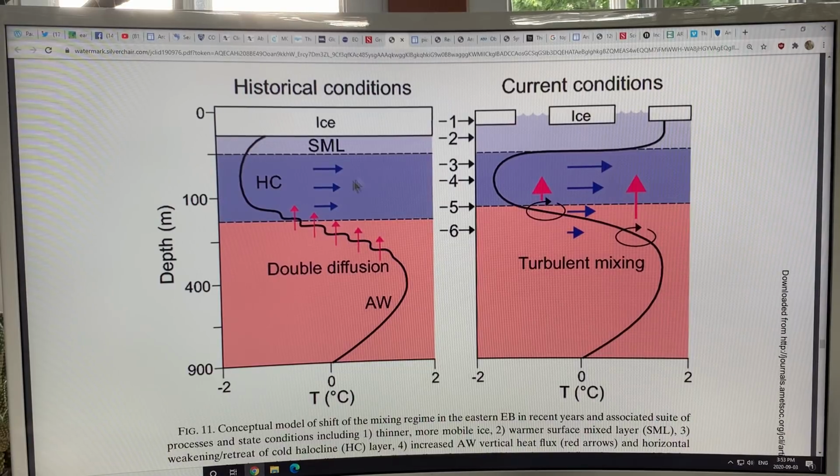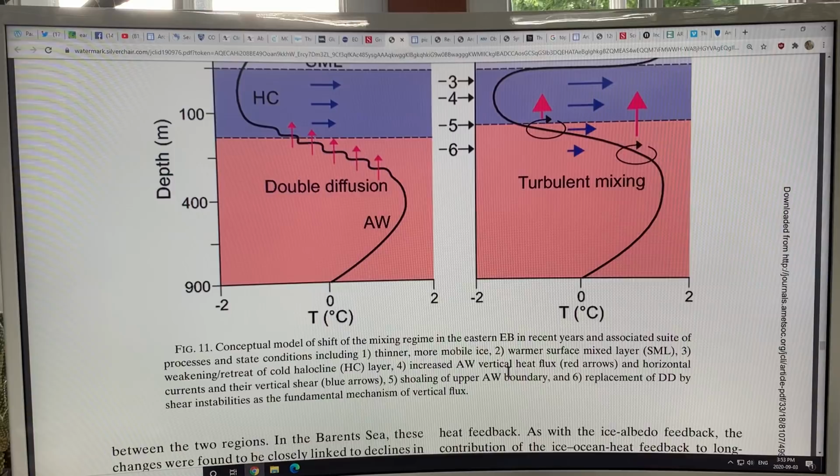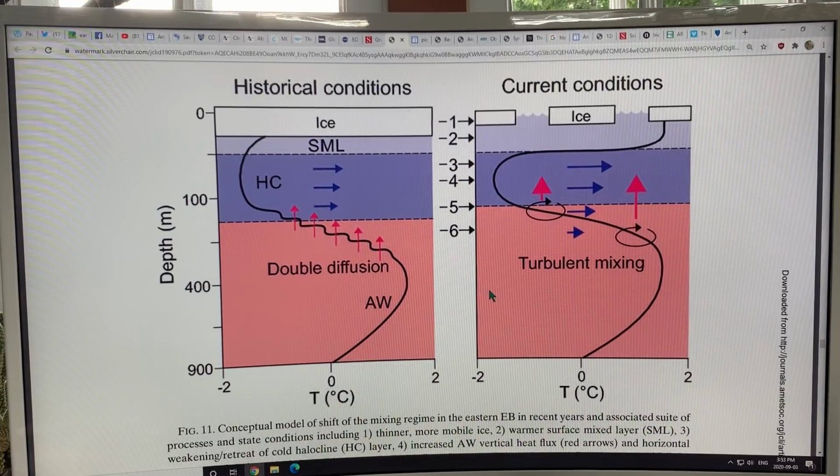There's more shear. So the difference in arrow lengths is less here. Here we get faster motion. So there's more shear, and this shear causes turbulent mixing. Turbulent mixing is a big mechanism for bringing heat up, whereas before it was just something called double diffusion. We're getting replacement of double diffusion by shear instabilities, and this is a fundamental mechanism of vertical flux, vertical motion of heat. So there's more and more heat coming from down below. This is happening in the eastern European Basin, and it's moving into the Arctic.